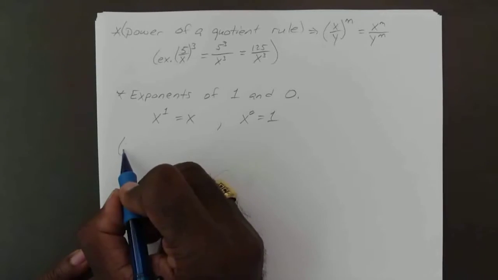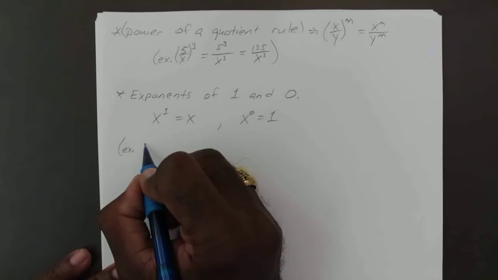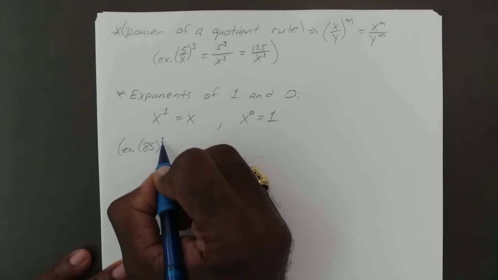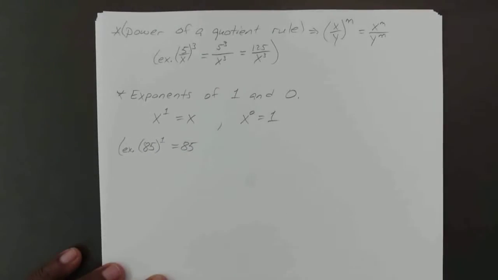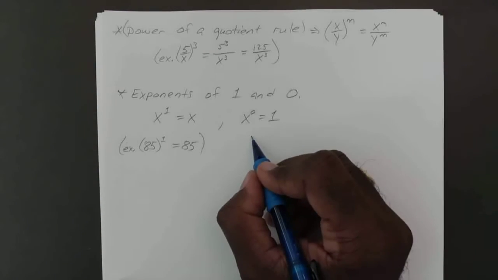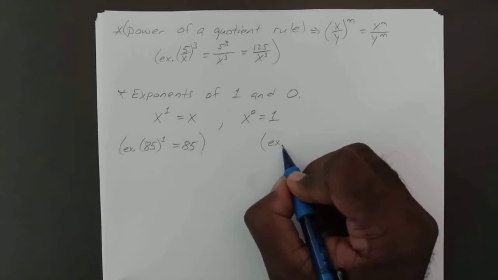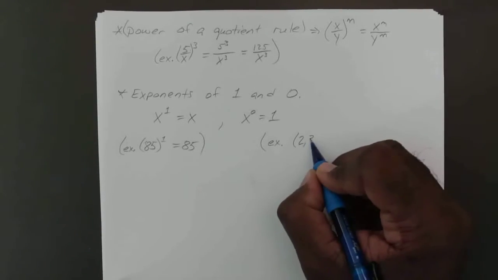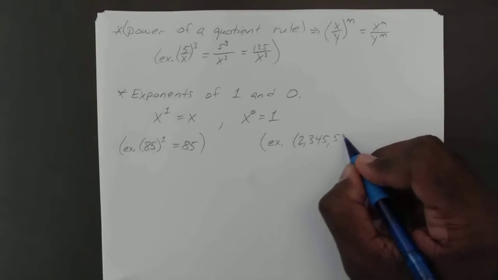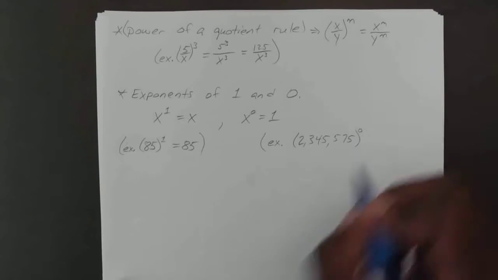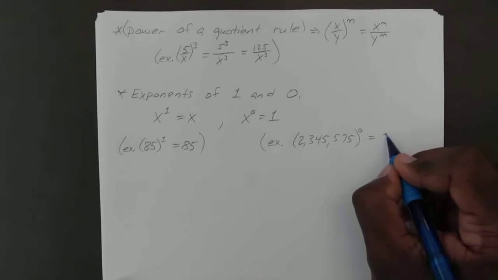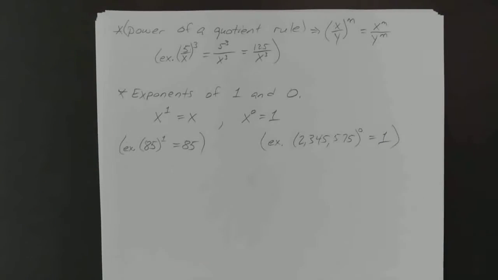So for this one, let's say, for example, 85 to the power of 1, that's just going to be 85. Nothing changes for that one. But if we have 2,345,575 to the power of 0, that's going to equal 1. Doesn't matter if it's raised to the power of 0, no matter how big it is, or even if it's just a variable. If you had y to the power of 0, it's still going to be 1.